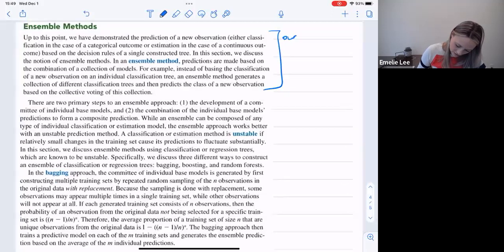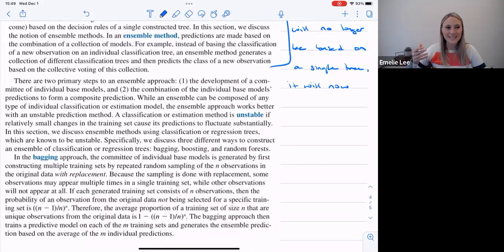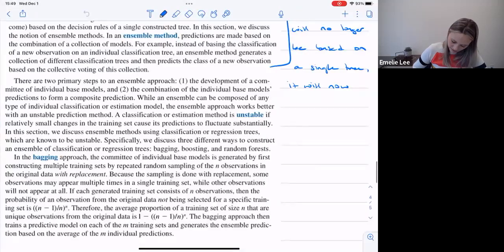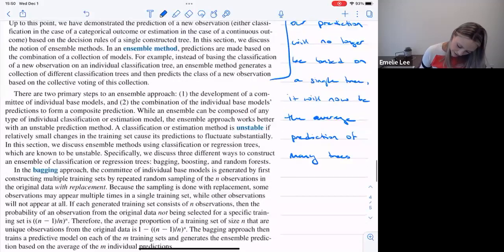So our prediction will no longer be based on a single tree. It will now be the ensemble, the collection, or, what do they call it? Sorry, I'm trying to remember the word. I guess it's going to be the average prediction of many trees or models, but let's focus on trees.